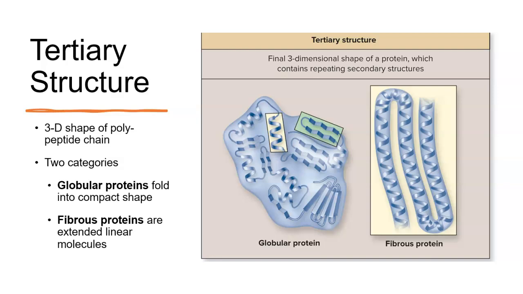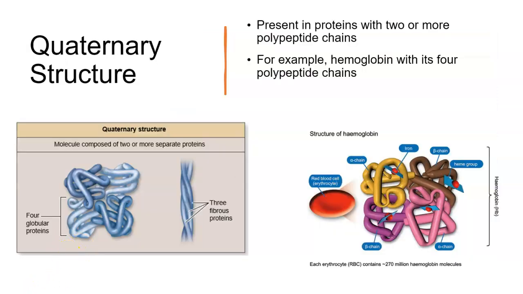Your fibrous proteins are extended linear molecules like we find in the cytoskeleton, and proteins like actin and myosin, which are contractile proteins found within muscle. And our fourth and final level of protein structure is the quaternary structure. This only happens when you have two or more amino acid chains, okay? The classic example of this in the human body is hemoglobin. So in hemoglobin, we have two alpha chains and two beta chains.